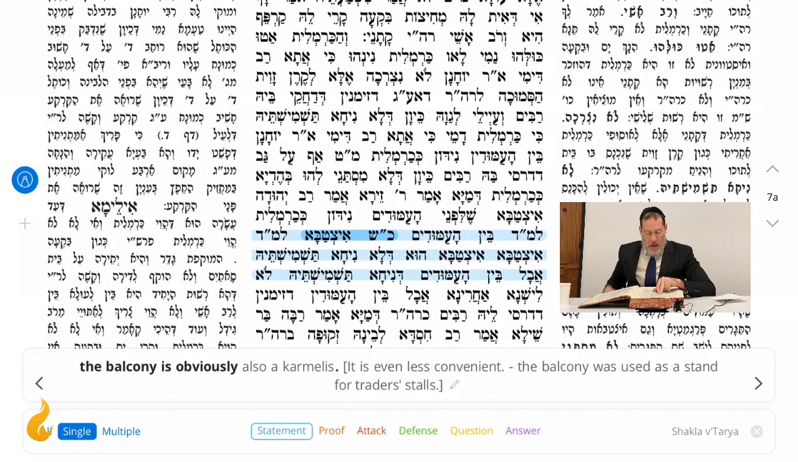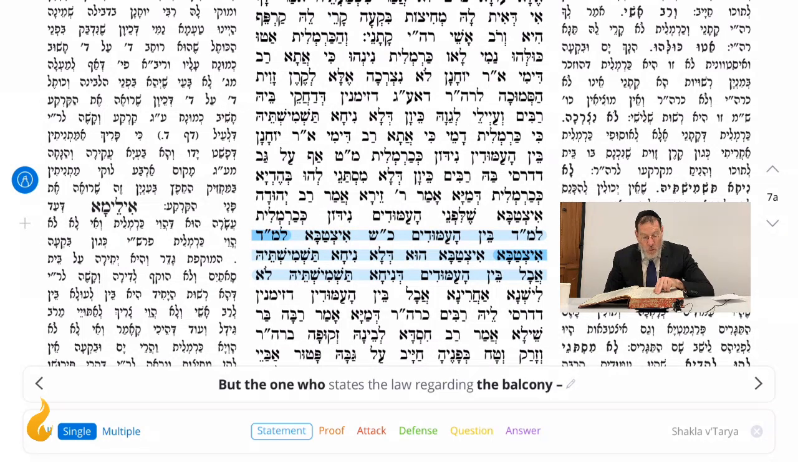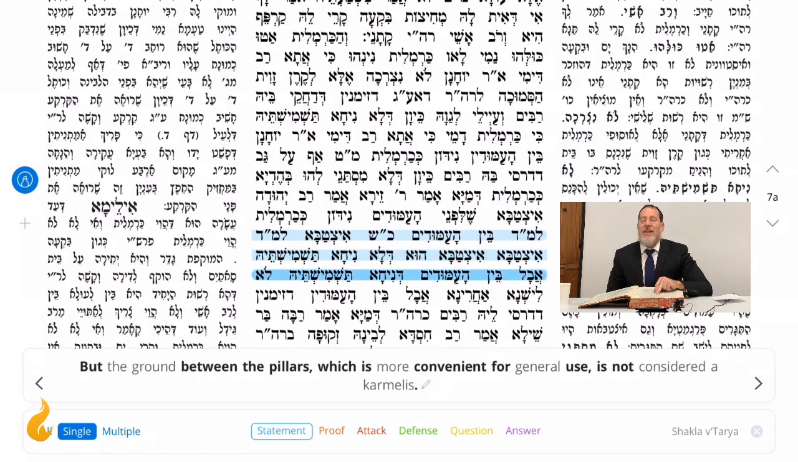You have to step up, you have to step down. However, for the pillars, you will say only "itztaba," because it's high above the ground. But between the pillars, even though it's not in a straight line, it's still better than the nook inside the wall. Because what do you do? You walk around the pillar. It's not as inconvenient as walking on top of a staba. It's not as inconvenient as walking into that little nook. So therefore, since it's not inconvenient to use, it's not a karmelis, it is a Reshus Harabim.